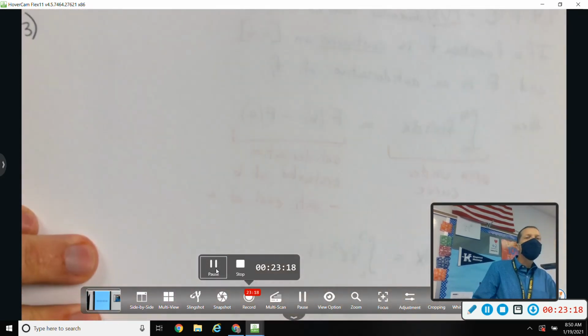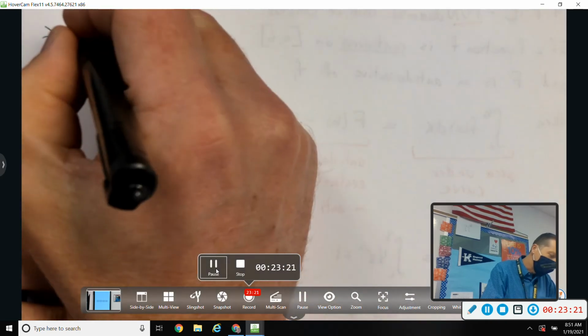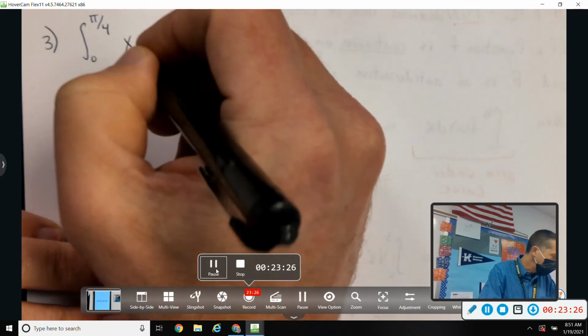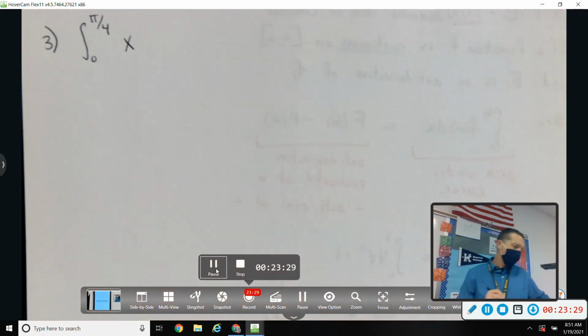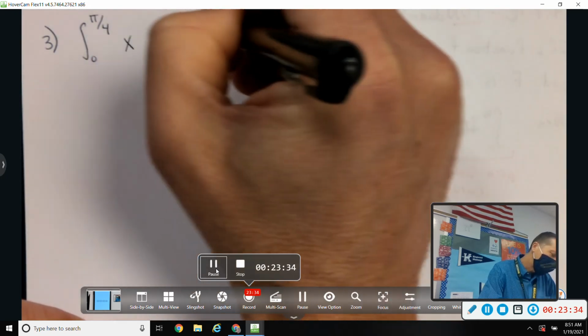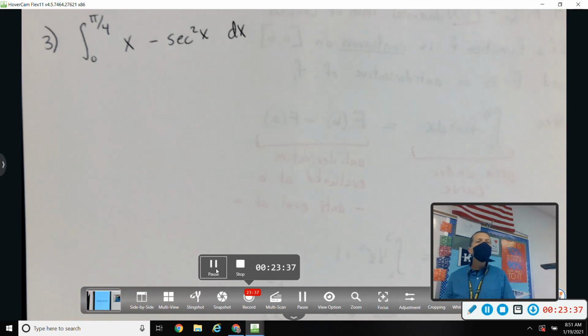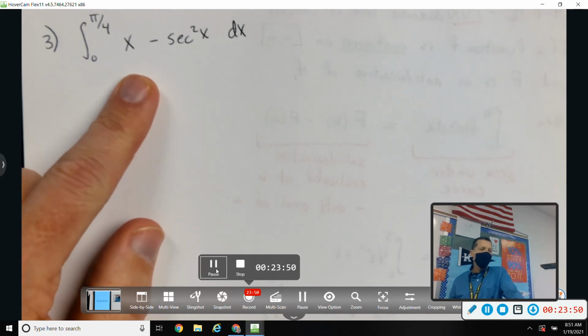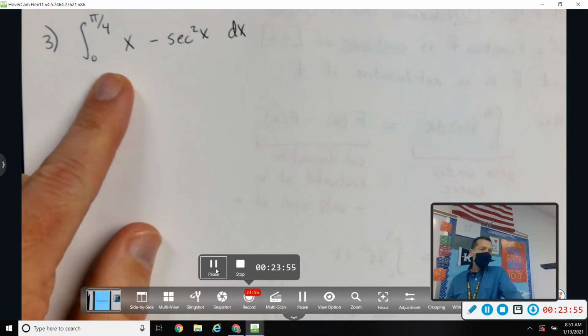Because we don't want to let a day go by where we don't do some trig. The integral from 0 to pi over 4 of x minus secant squared x dx. Again, that means the area under the curve from 0 to pi over 4 of that graph, but I have no idea what that graph looks like, so I'm not even thinking geometry, graph it. I can't do that. I'm going to do the antiderivative.